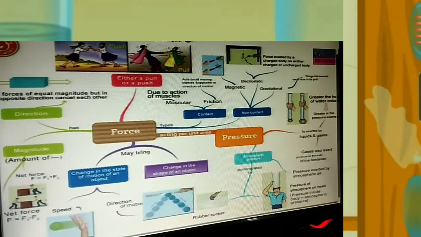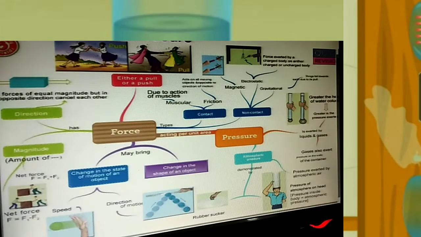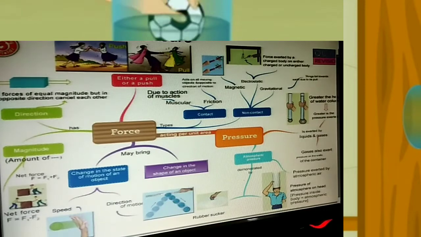Force is invisible. You can only see the effect of force. By seeing the effect of force, based on the strength of the force, it can be divided into two kinds, that is balanced force and unbalanced force. In balanced force, the resultant force is equal to 0, whereas in unbalanced force, the resultant force is not equal to 0. This is based on the magnitude of the force, that is, the strength of the force.